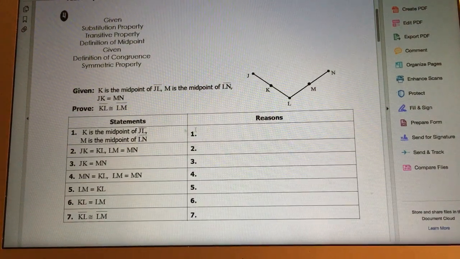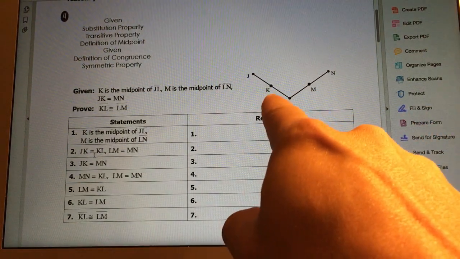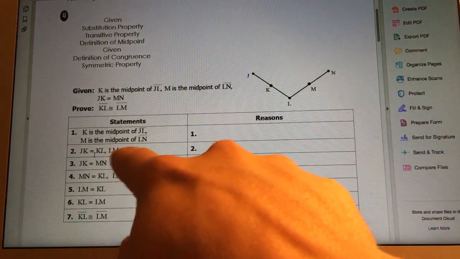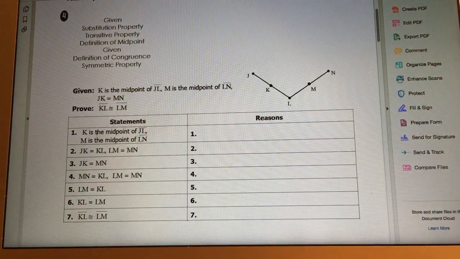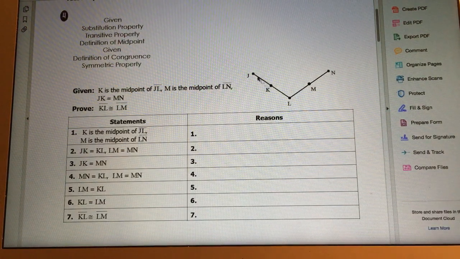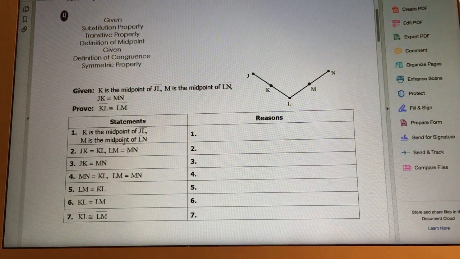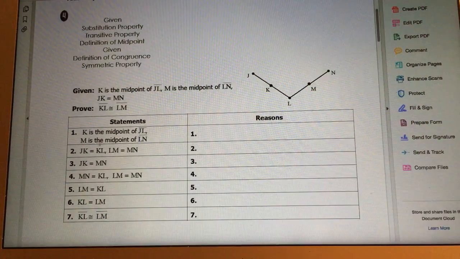So now that we've said that those were given, what allows us to say that JK equals KL, and LM equals MN? What allows us to conclude that, based only on what was up above it in number one? We were given that K is the midpoint of JL, and then we concluded that JK equaled KL. We're able to conclude that by the definition of a midpoint.